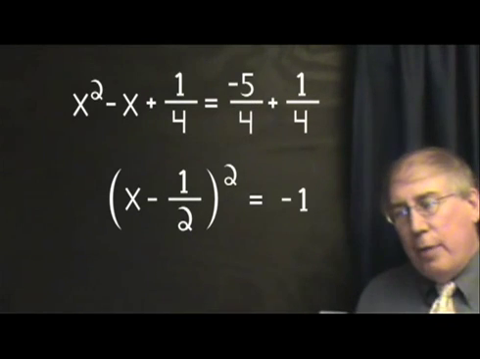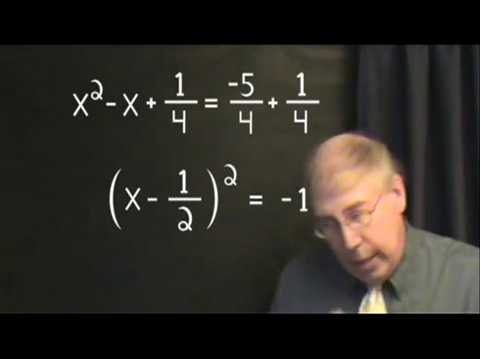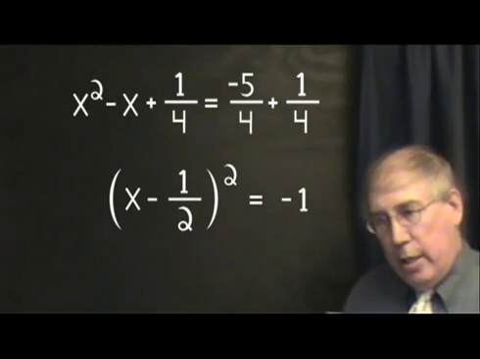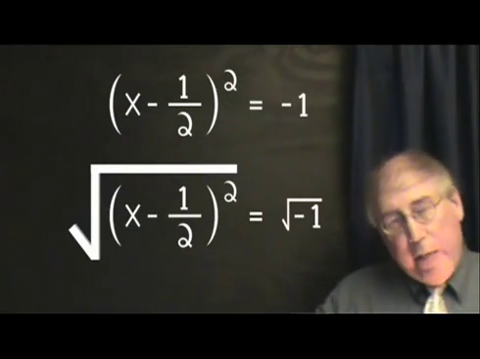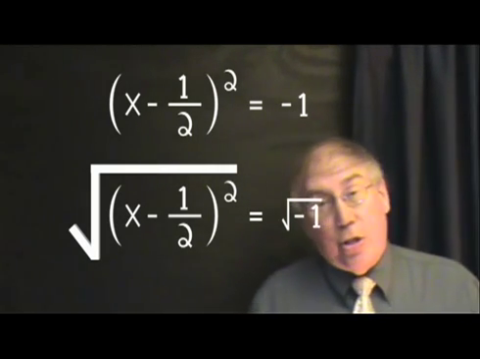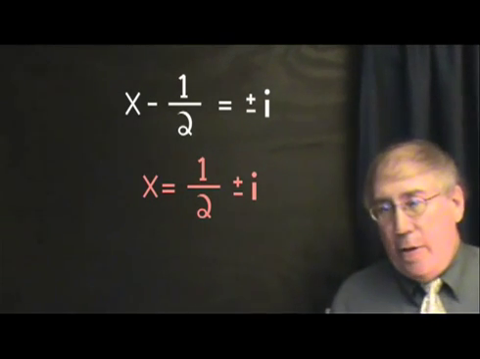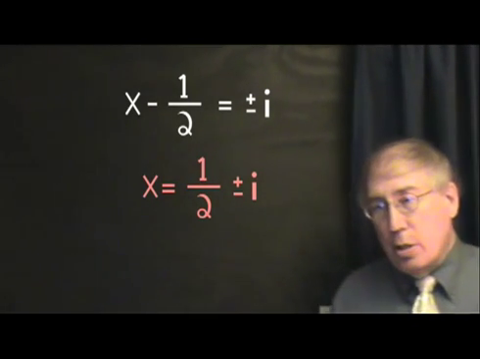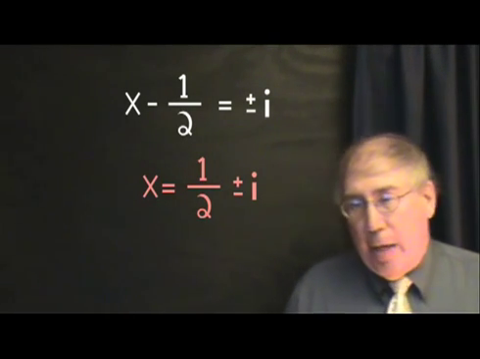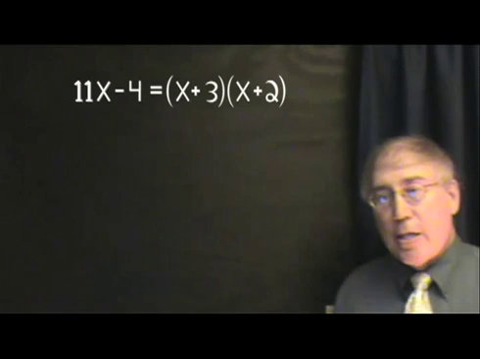So on the left-hand side, we're going to get x minus 1/2 squared equals -1. And when you take the square roots, the square root of -1 on the right-hand side is just plus or minus i. And then that's equal to x minus 1/2. And then add 1/2 to both sides, and we get x equals 1/2 plus or minus i.